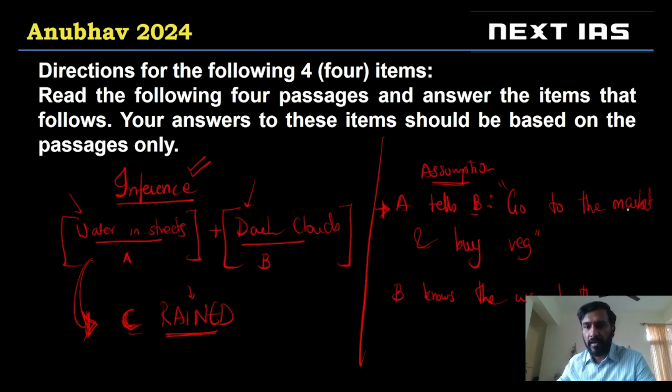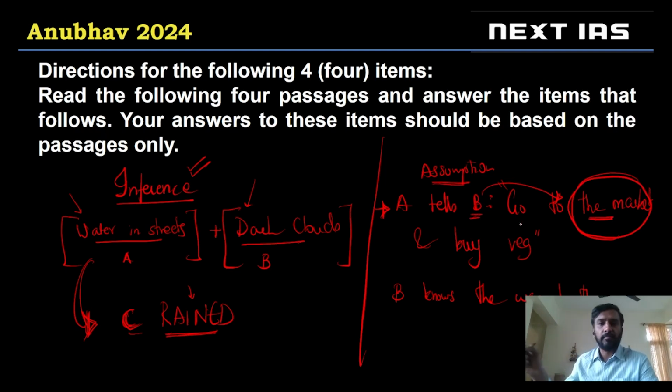passage or the original statement is saying go to the market. This tells me that the market is one specific market that B knows about, right? B knows what the market is. That particular market which the speaker is pointing to, correct? So B knows the market is a valid assumption, right? Okay, so these are just basic examples of inference and assumption that I wanted to keep in mind before we start with the questions. So let's get started with the questions. If we need to come back to the slide of inference and assumption, we'll do so.